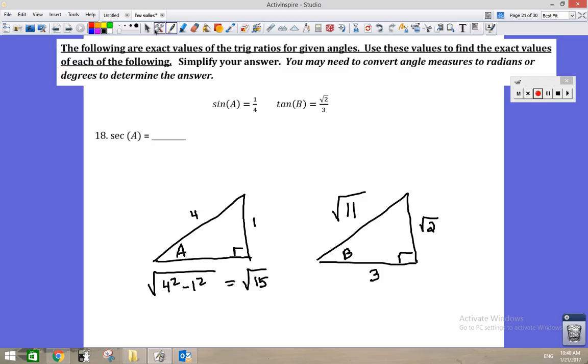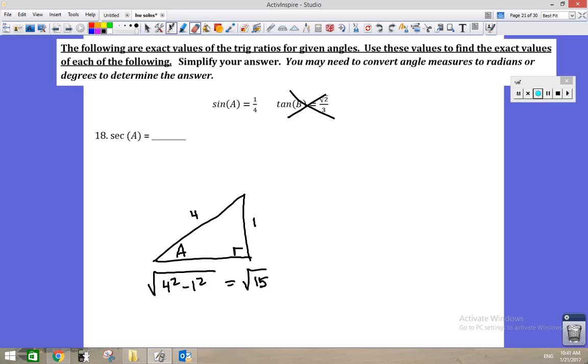Again, we're just using angle A, so we'll use the triangle that has A in it. The secant is a reciprocal cosine. It's the hypotenuse over the adjacent side, so it's 4 over radical 15. But we have to rationalize that. So when we rationalize it, we're just multiplying by radical 15 over radical 15. And 4 and 15 don't have any common factors, so we're done.